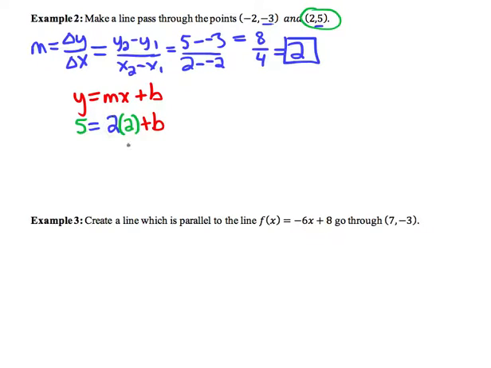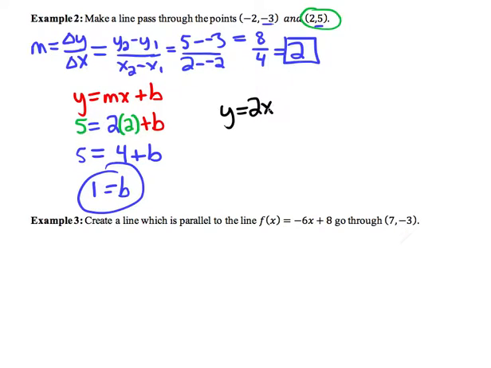So now let's solve for it. So that's 4 equals 5 plus b. So clearly b is 1. I have both ingredients now for my line. I'm going to put them together into line form. So 2x plus 1 is my line.